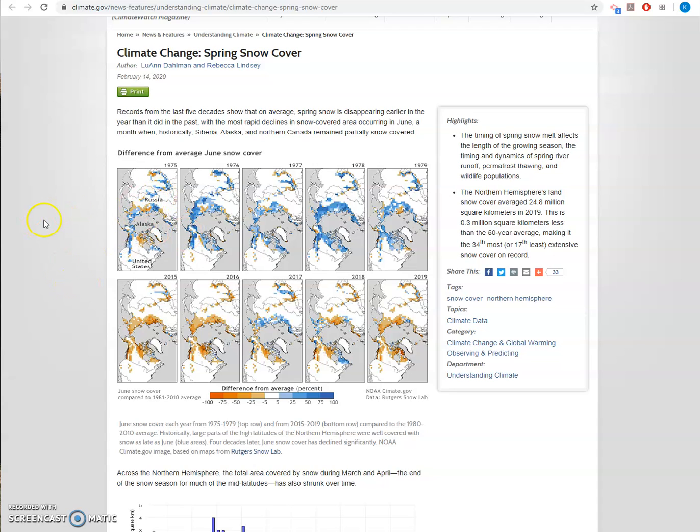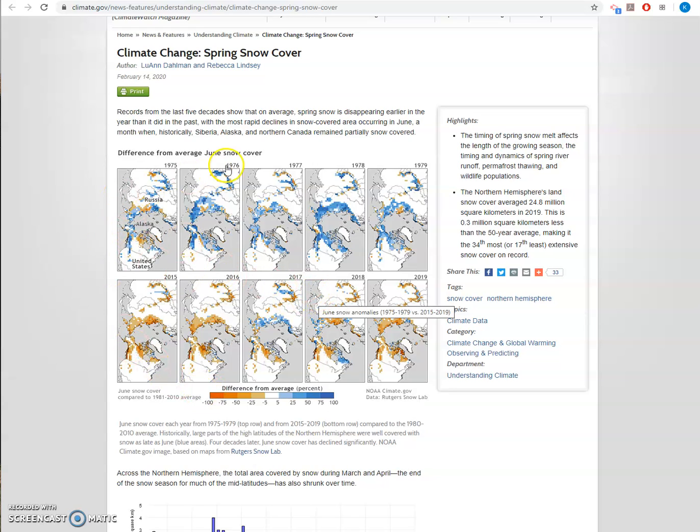You'll see here that blue is like a high value in terms of percentage. So 100% snow cover would have been what we classified the snow cover in the 70s. And now you can see that most years, with a couple of anomalies here in these heavier snow winters of 17 and 18, our snow on average is drastically different, and in some places completely not there in June. So we're measuring snow cover in June.